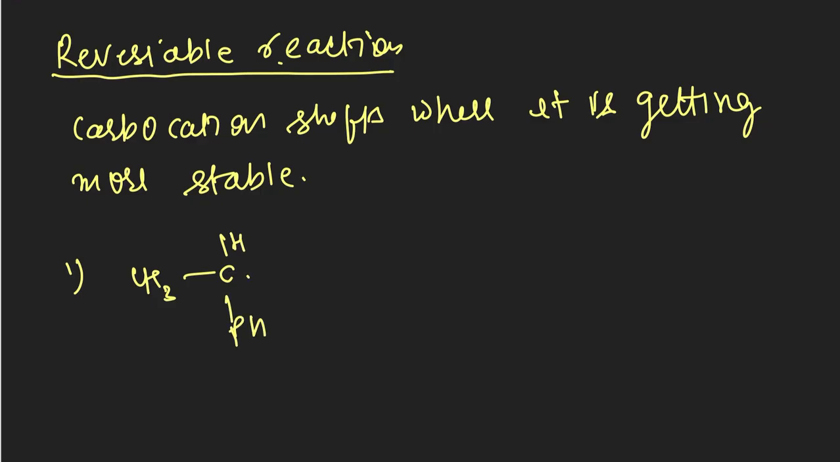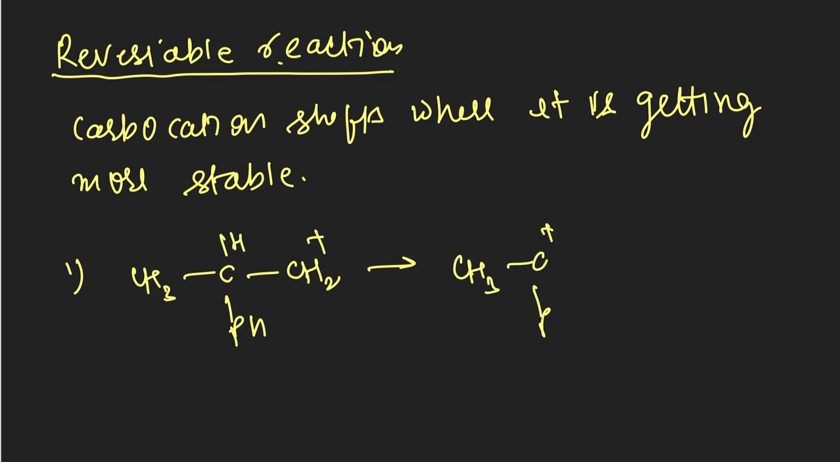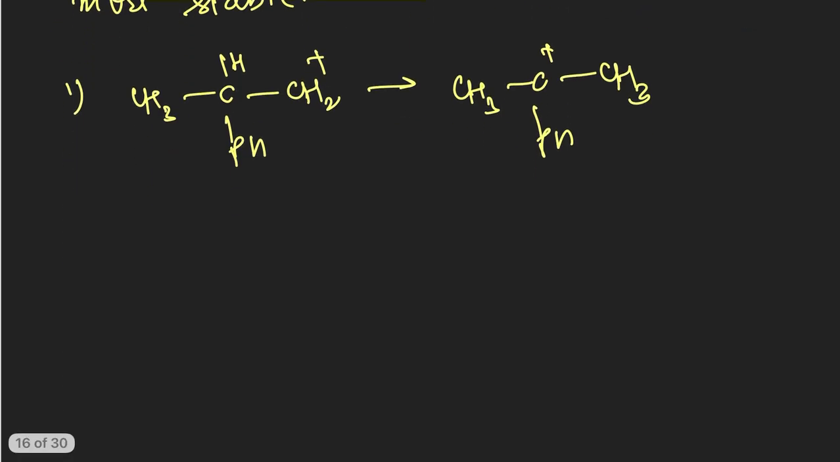Let's say we have CH2 plus. Now we have three options here. We can shift hydride, methyl and phenyl. So what are we going to shift? We're going to shift hydride, because after shifting hydride we are getting the most stable carbocation. If we shift either of the remaining two, if we shift CH3 we will get a less stable carbocation. If we shift phenyl we will also get a less stable carbocation.